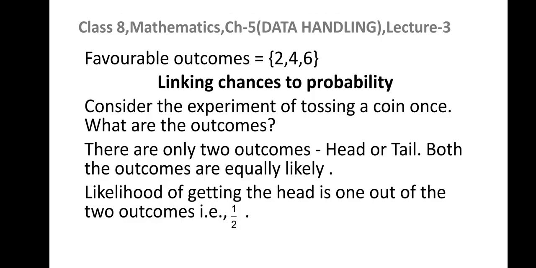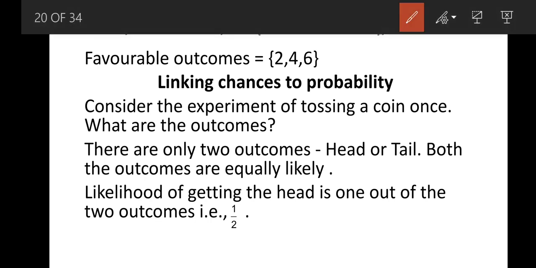Next comes the topic, that is linking chances to probability. Consider the experiment of tossing a coin once. If I am tossing a coin, what are the outcomes? This is a very common example, and this is very easy to understand. That is why I am taking this example only. There are only two outcomes, that is head or tail. Both the outcomes are equally likely. As I told you earlier, there is equal chance of getting a head or there is equal chance of getting a tail. So these outcomes are equally likely. Likelihood of getting the head is one out of the two outcomes.